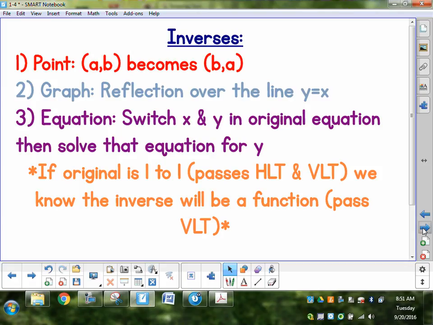Look at number 3. So we've dealt with a bunch of points. We've dealt with a graph. Now for an equation. In an equation, to get the inverse, switch the x and the y, and you solve for y.